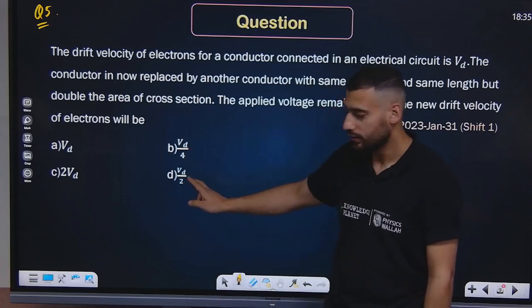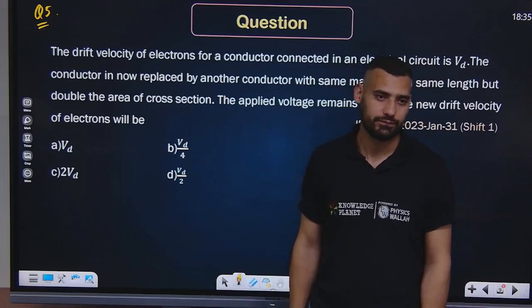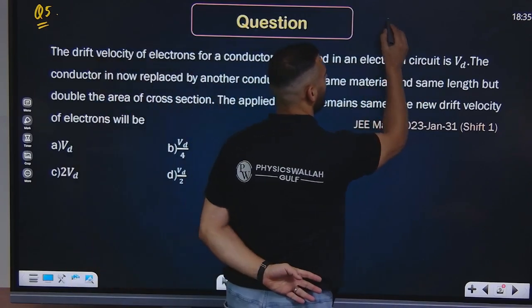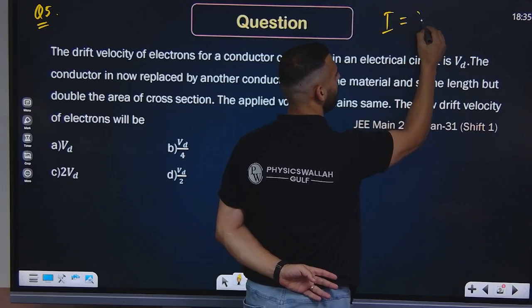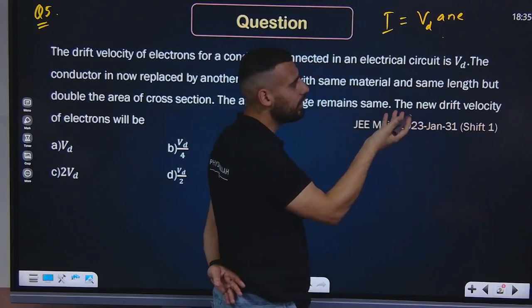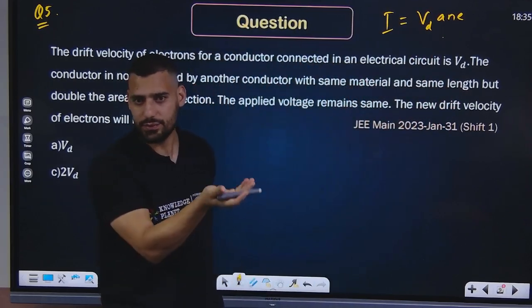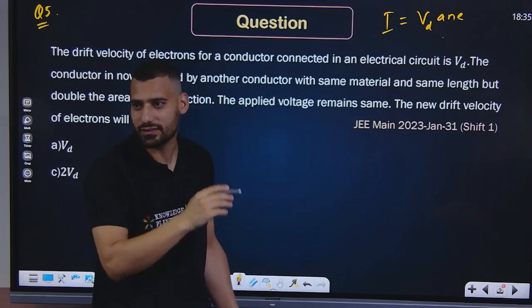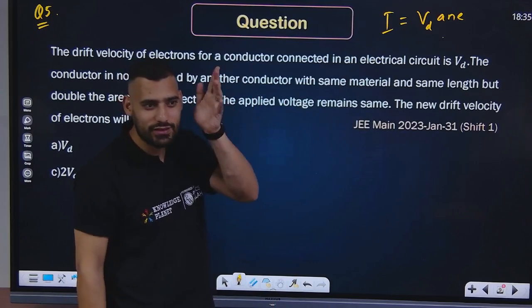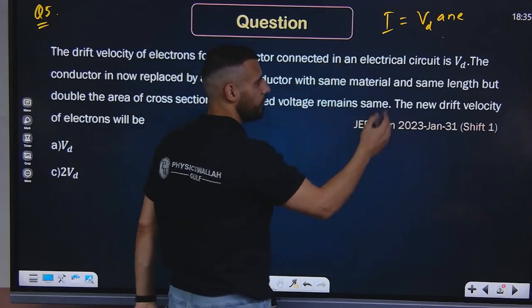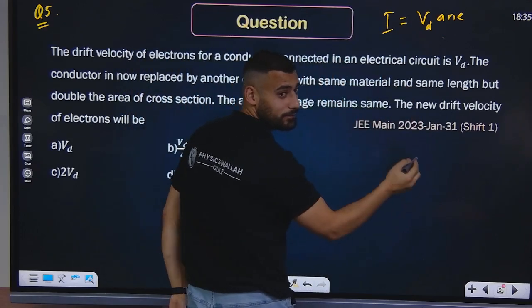B. D. V_D by 2. Yeah, the formula, of course. What is the formula? I is equal to V_d A n e. It's not V, it's V with subscript d. It's velocity times area times n times e. D is just the subscript. Don't introduce the diameter, you'll find it next day. It is a subscript, right? So yeah, this is the equation. So if you use this equation, that means, yeah.